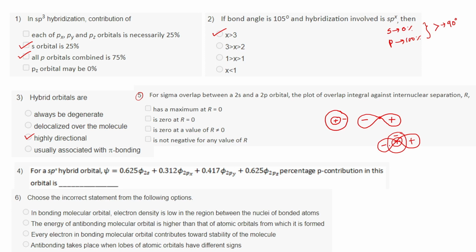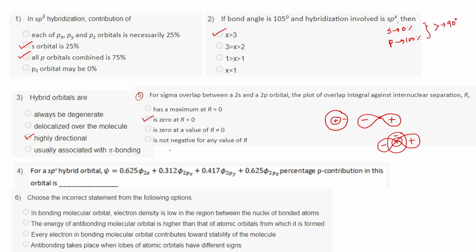If you are using anything spherical inside, that would have equal effect from both the lobes. So minus will... I hope you are understanding what I'm trying to say. So at r equals 0, the overlap is going to be 0, right? So this is one of the correct answers.